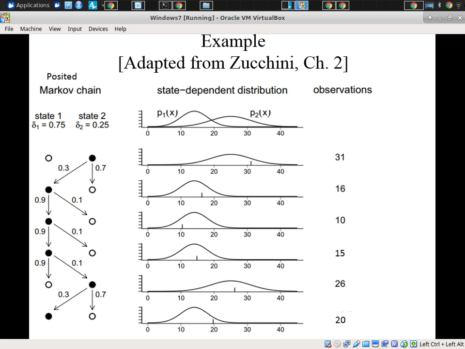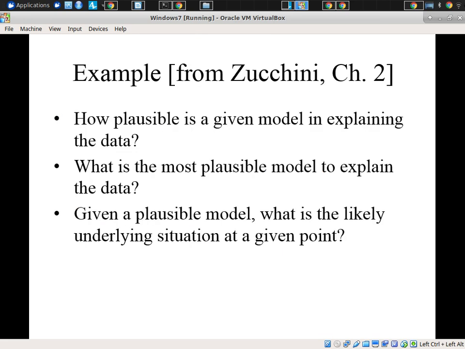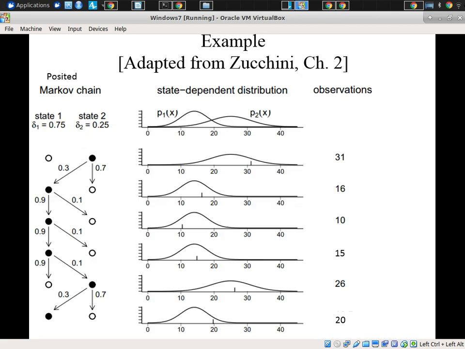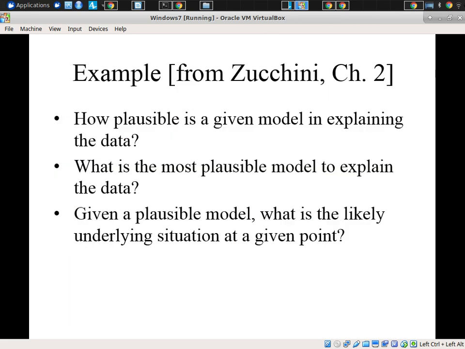This diagram shows what state it was truly in. So this was an outbreak state, this is a non-outbreak, that's why the distribution is this way. These are a set of observations, and this also shows what state it's in at each given time. So it was in an outbreak state, non-outbreak, non-outbreak, non-outbreak, outbreak, and non-outbreak. That's the underlying situation, which we can't directly observe, and we want to try to infer what state it's in.